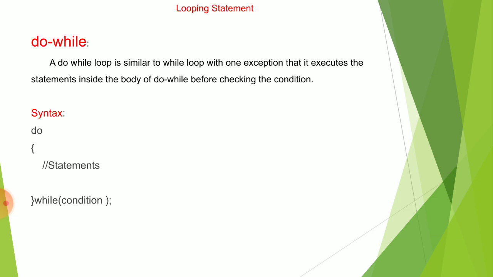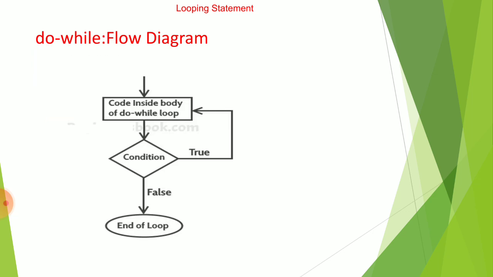The next looping statement is do while. It is similar to the while statement. The one exception is first it executes the statements, then only it checks the condition. Syntax for the do while statement here: do, statements, while, condition, semicolon. The semicolon is a must in the syntax.